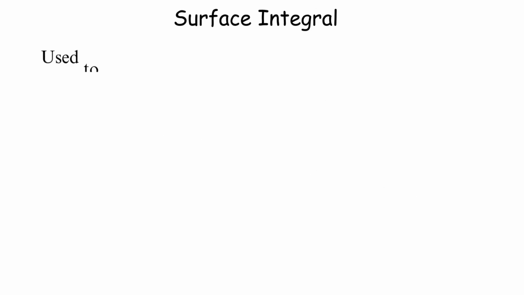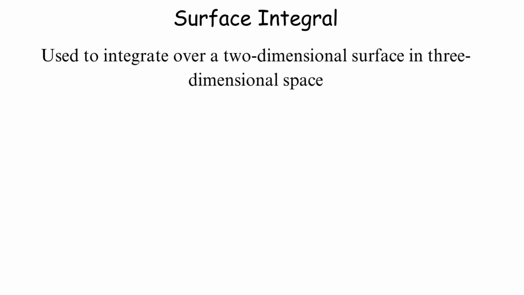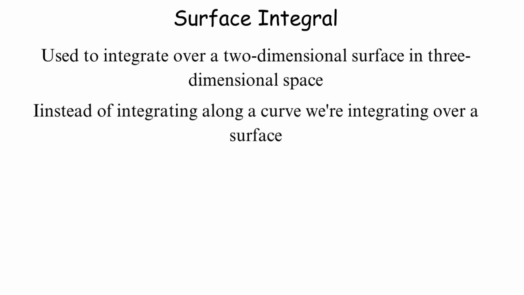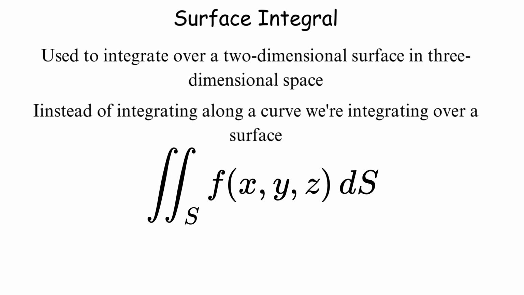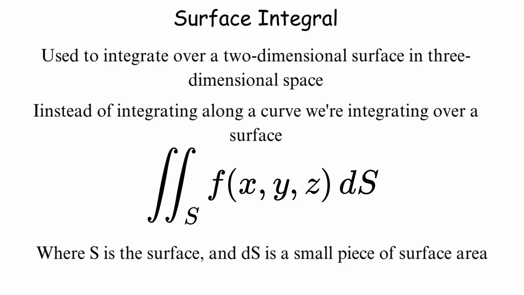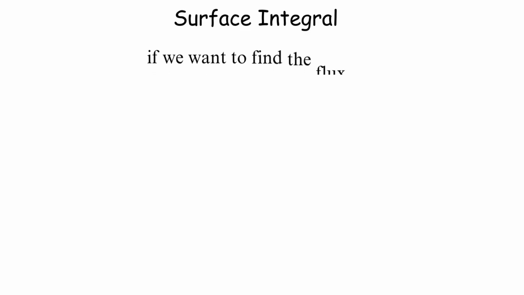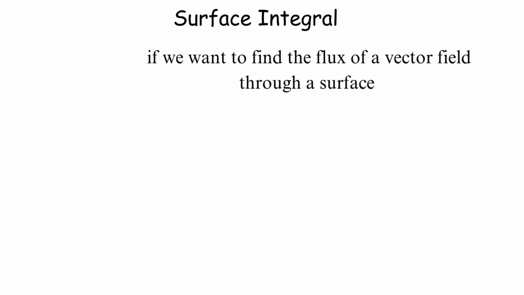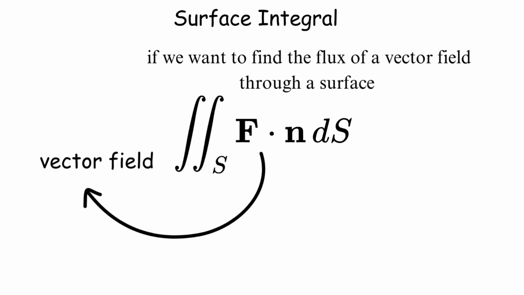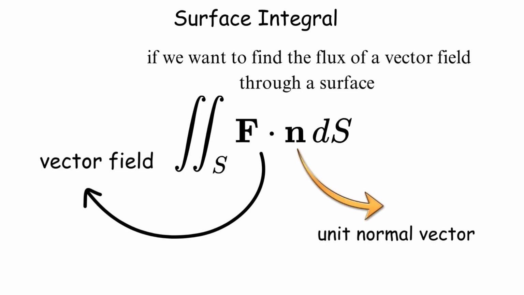Surface integral. This is used to integrate over a 2-dimensional surface in 3-dimensional space. So instead of integrating along a curve, we're integrating over a surface where S is our surface and dS is a small piece of surface area. For example, if we want to find the flux of a vector field through a surface, we calculate the integral of F dot n dS, where F is the vector field and n is the unit normal vector to the surface.